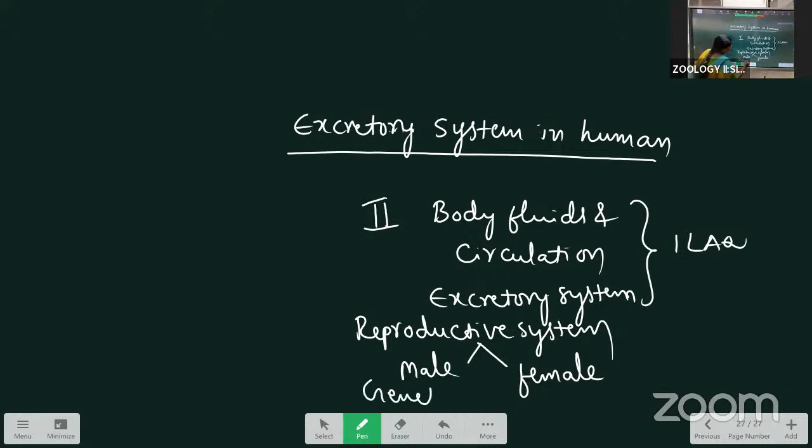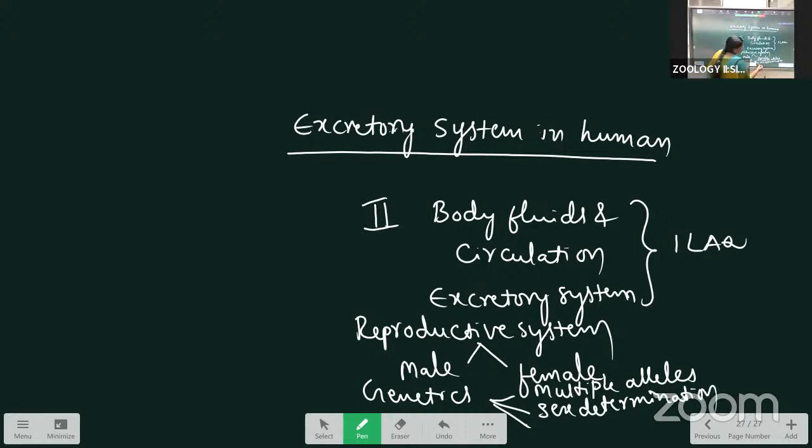From genetics, three questions are important. The first is multiple alleles. Then sex determination, here the chromosomal theory of sex determination. And the next one is sex-linked inheritance, also called crisscross inheritance.